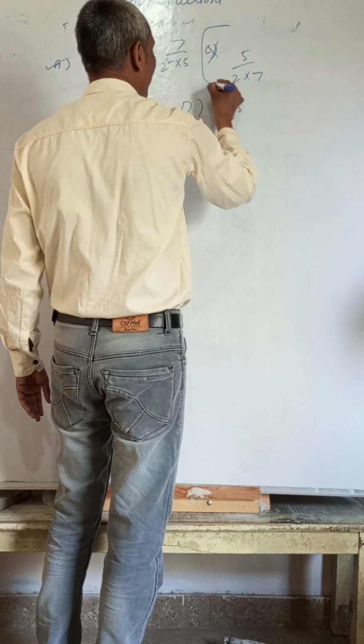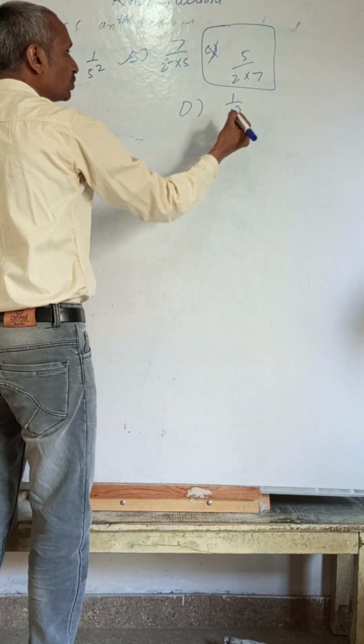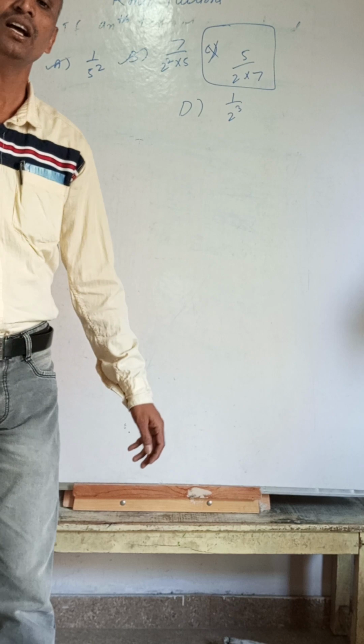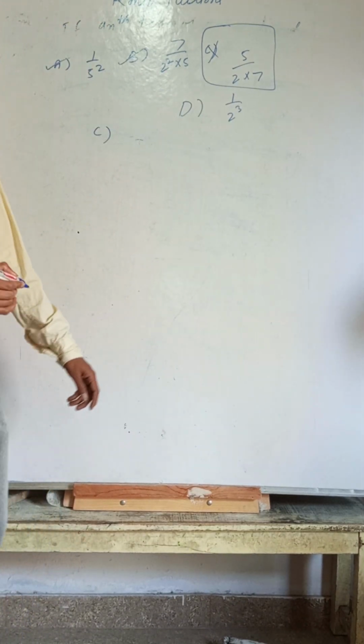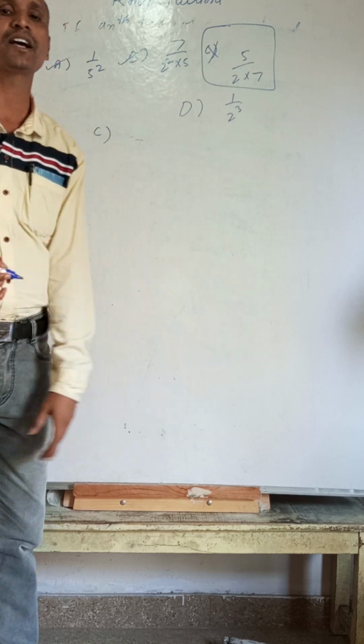So that is our answer. This is the answer, and this 2 to the power 3 is there. That number is what? It is terminating. So the answer is C. That is the non-terminating repeating number. This is the non-terminating repeating number.